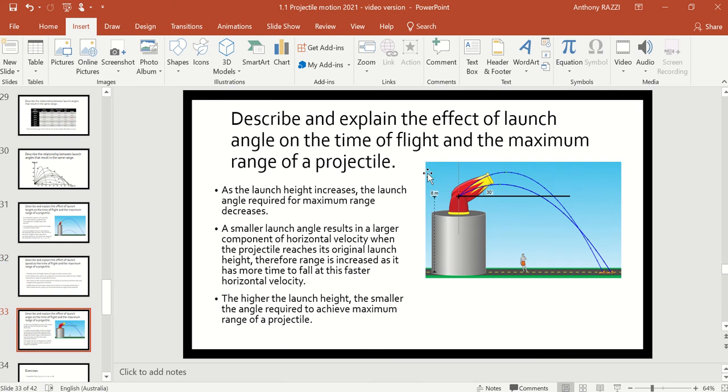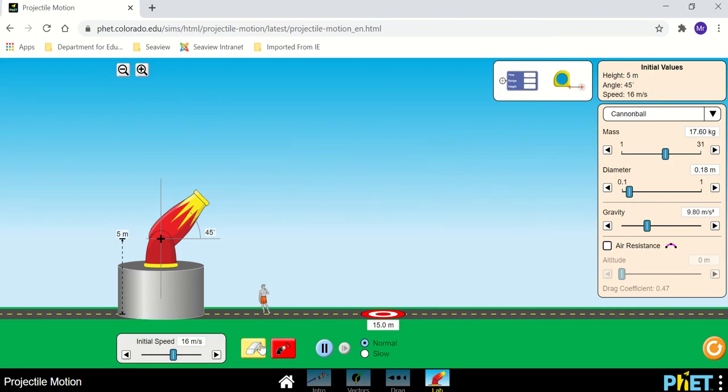And finally, describe and explain the effect of launch angle on the time of flight and the maximum range of a projectile. So this one sometimes isn't intuitively clear. If we keep the launch height of 5 meters, 45 degrees is what resulted in max range on the floor, when the launch height and the landing height were the same. But now we're increasing the launch height. So 45 degrees still goes quite far, but we'll change the angle.